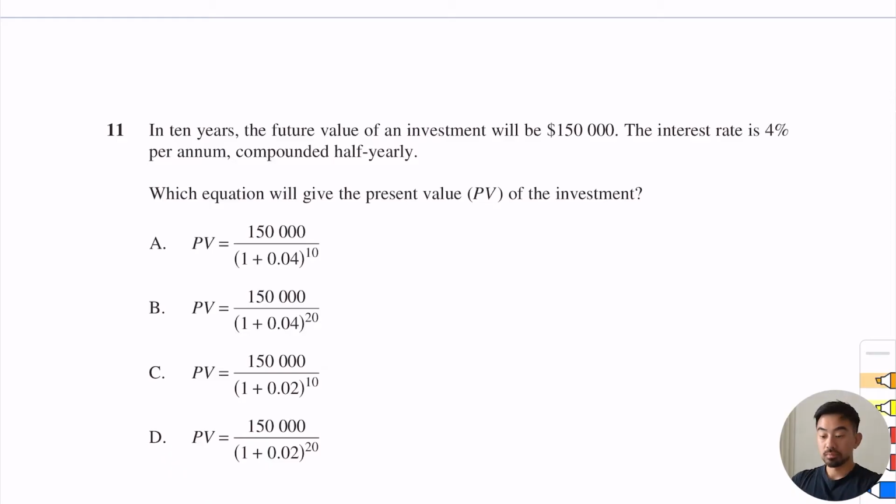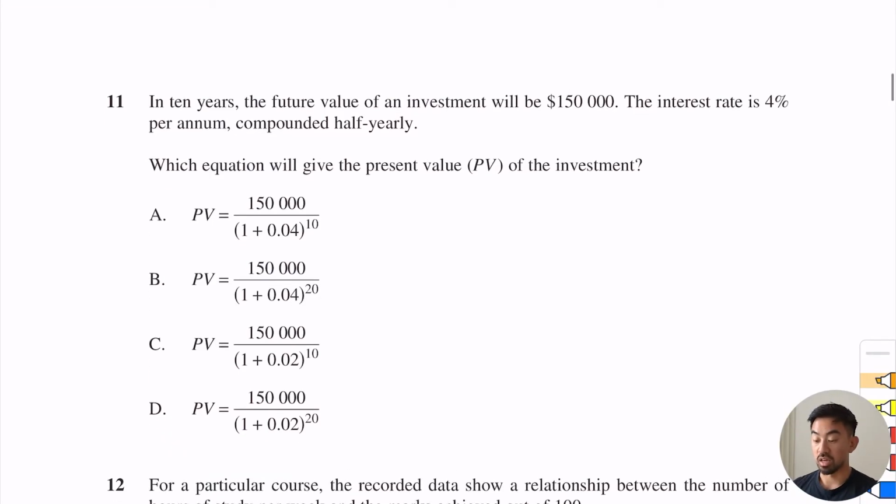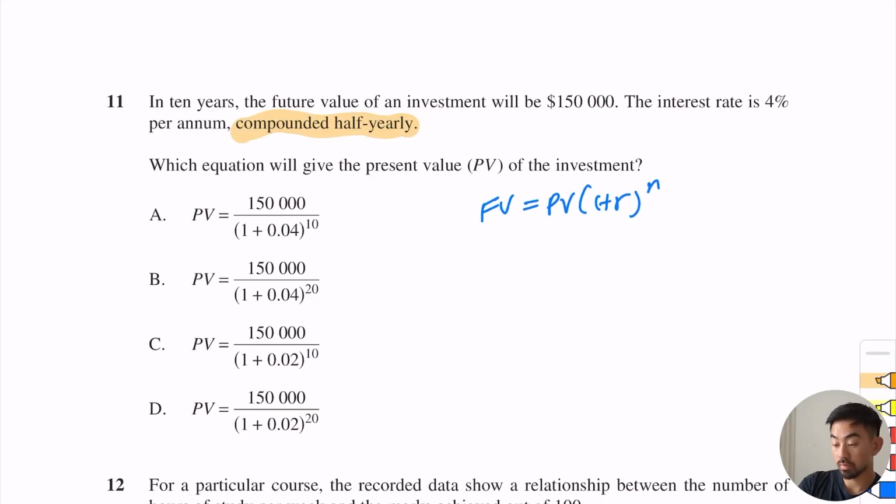Okay, question 11. In 10 years, the future value of investment will be $150,000. The interest rate is 4% per annum, compounded half yearly. What equation will give the present value of the investment? So clearly we're looking at a future value or compound interest question. That's our formula, which is on the formula sheet. We need to find the present value, which means we need to move all of this other stuff to the other side. The way to do that would be divide both sides by that.